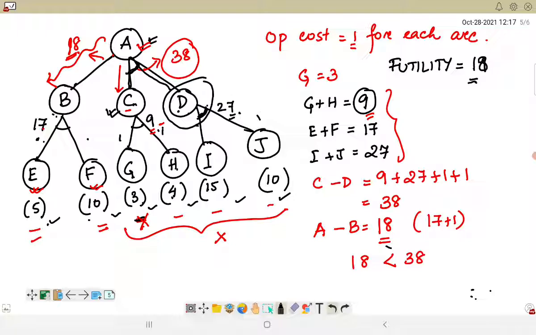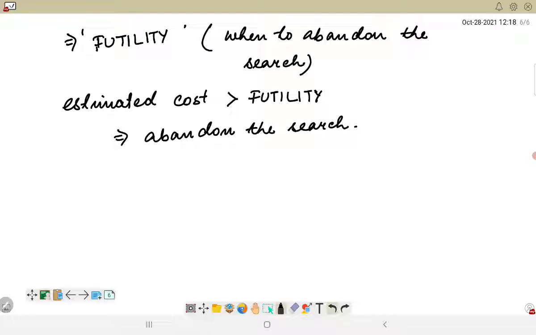So in that way, we will be able to understand that we need to abandon the search at this point as soon as it crosses the futility factor. Now, talking about how to choose this futility factor. As already mentioned, the futility factor is basically a threshold, and if any solution has a cost above this futility factor, we will consider it too expensive to be practical, even if that particular solution can be found.